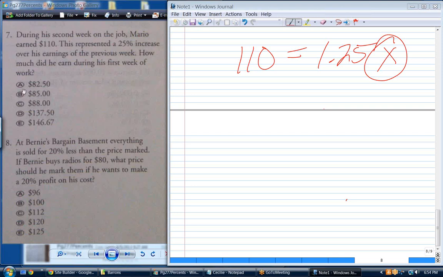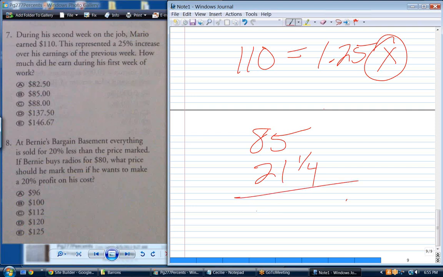So let's start with 85, and if that's not it, we'll know the answer. So let's take 125, 1.25 times 85. Well, 1 times 85 is 85. 0.25 times 85 is a fourth, which is another 21 and a fourth. Add those two together, we don't get 110. We get 106. So what does that tell us?